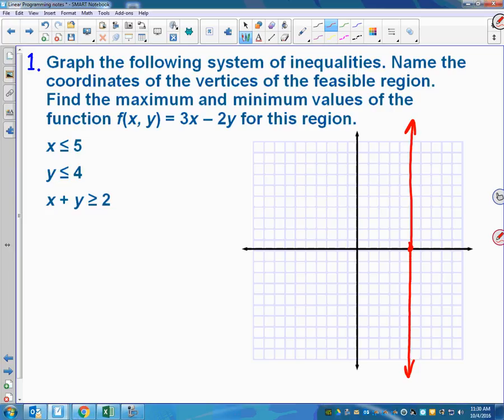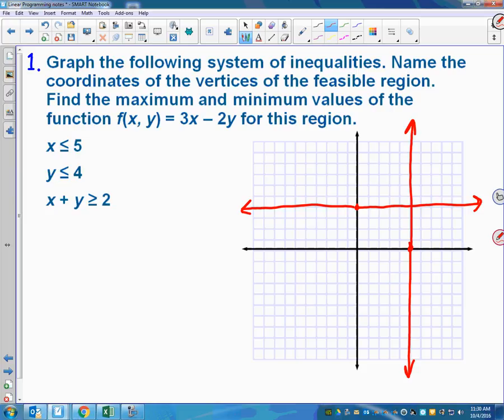And again, I don't usually shade on these because I just look for the region, but if I get confused, then I'll go back and shade. But less than 5 would be going backwards. Y is less than or equal to 4, so I could go up here to where y is 4, and that is a horizontal line everywhere that y is 4. And less than that would be below here.